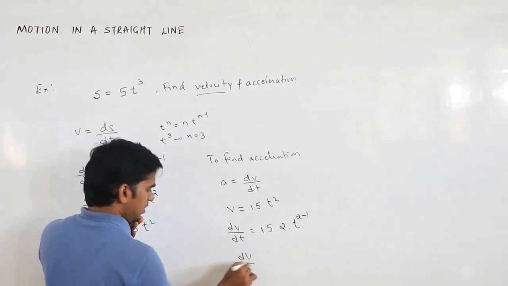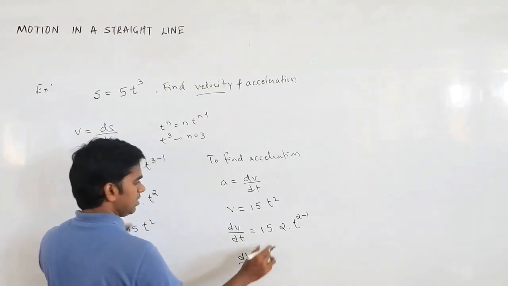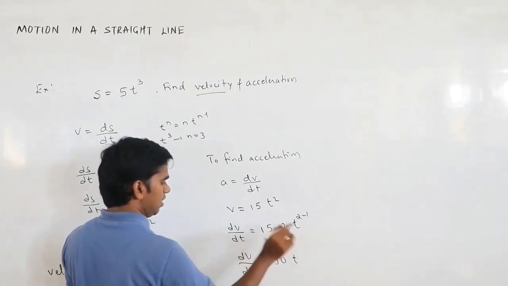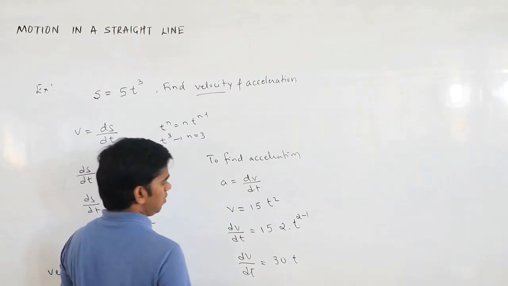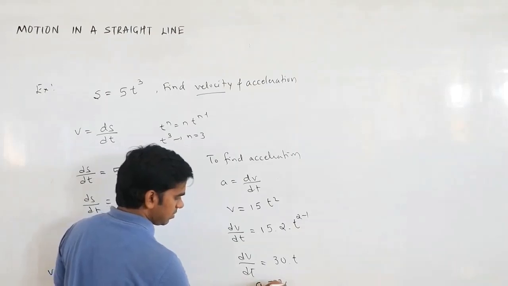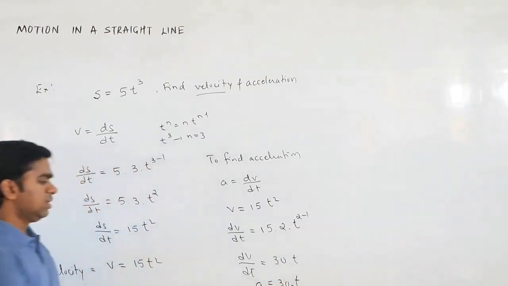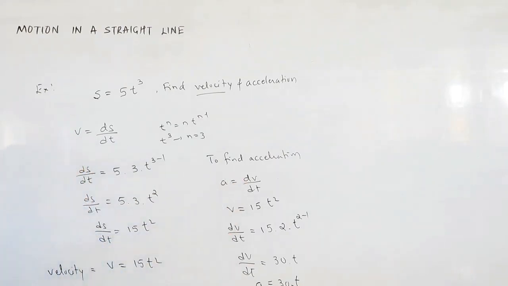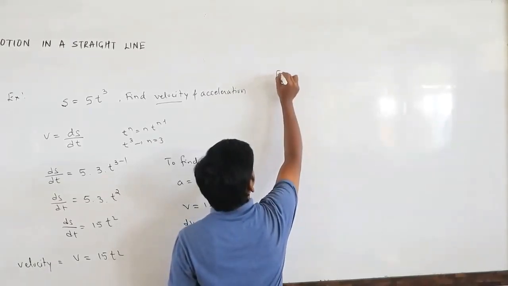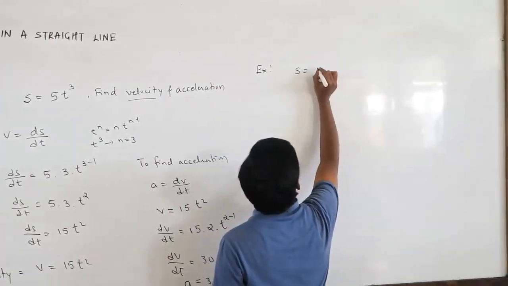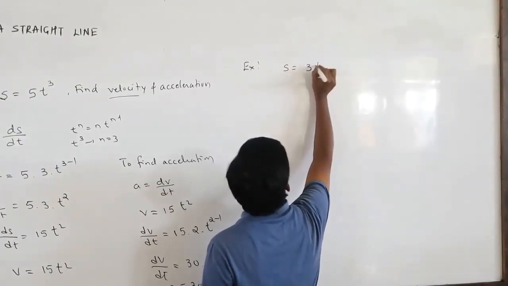So dv by dt is equals to 15 into 2 is what? 30. T raised to 2 minus 1 is what? T raised to 1. So dv by dt, what you got? dv by dt you got 30t. dv by dt means what? Acceleration. So acceleration is 30t, because a is what? dv by dt. So you can get the acceleration as 30t.